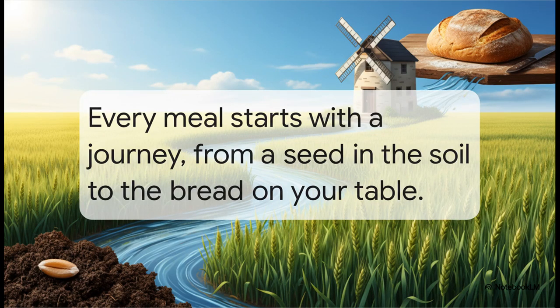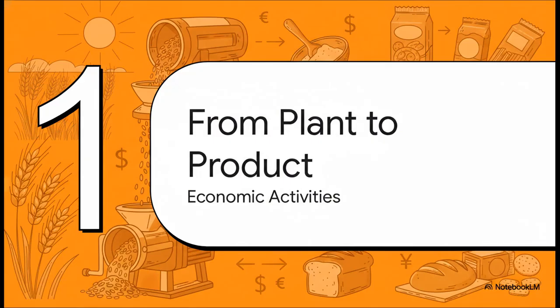Just picture a single grain of wheat for a second. Its journey, from a tiny seed in the ground to becoming the bread on your table, is a perfect miniature story of how our entire world eats. It's a journey of transformation, and that's exactly what we're breaking down today. So, how does that transformation from a plant in a field to a product on a shelf actually happen?